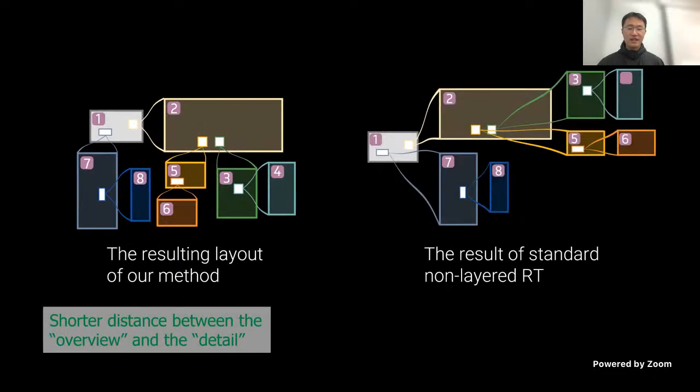In the resulting layout of our method, the distance between the selected node and its expanded view, i.e. the distance between the overview and its detail, is shorter. This makes it easier to simultaneously explore both the internal details of the group and how that group interacts with its peers at a higher level.